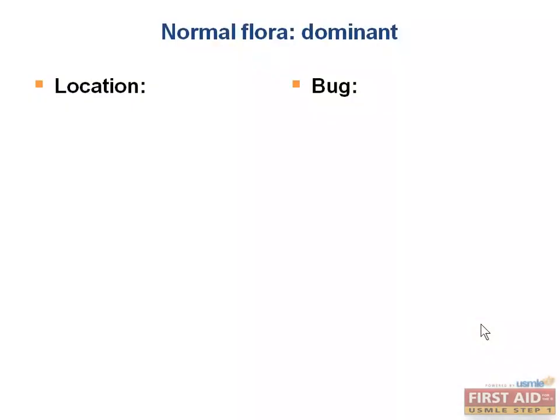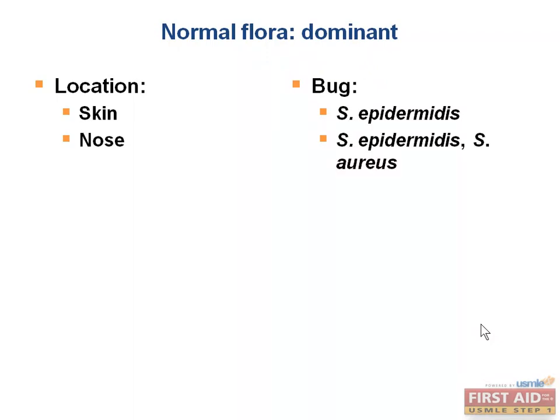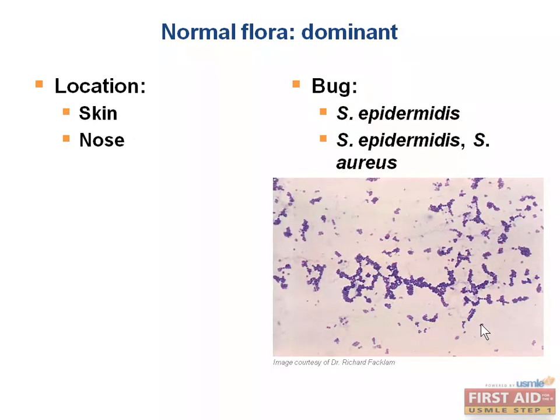We'll start by looking at the normal flora. Our skin is covered in bugs. Staph epidermidis is normal flora of the skin as well as the nose. The nose also contains Staph aureus. Here is an image of Staph epi gram stain.